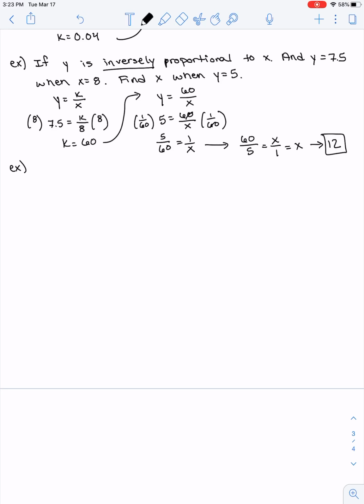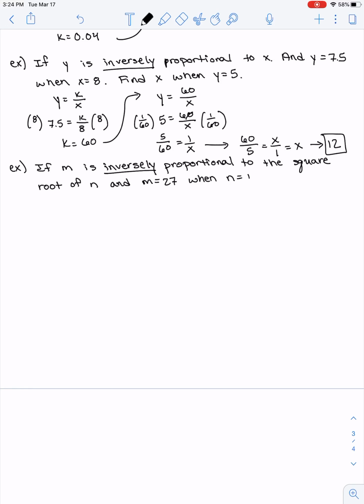Okay, let's do a little harder example. If m is inversely proportional to the square root of n, and m equals 27 when n equals 16, find m when n equals 64.